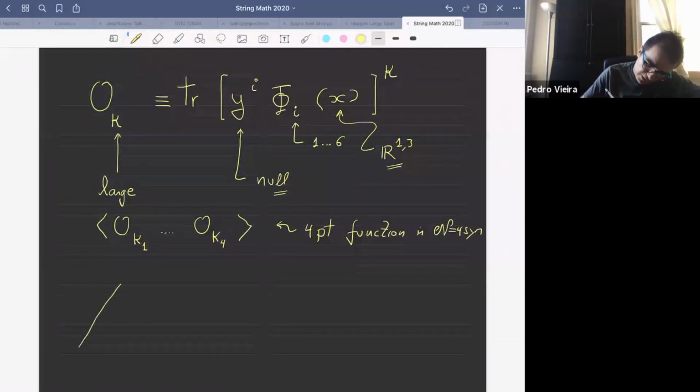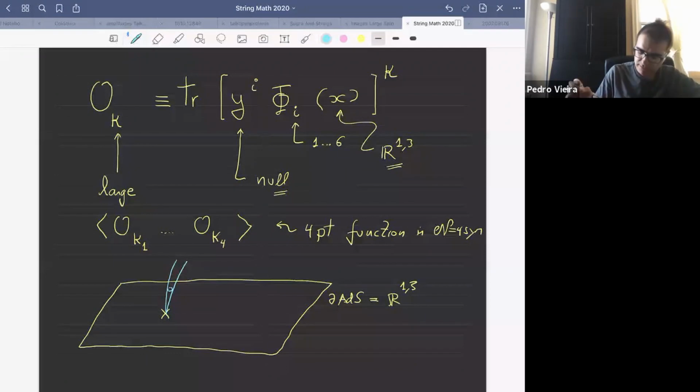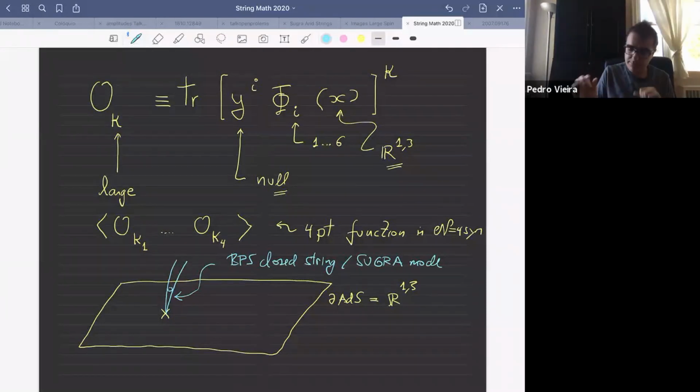Now, if we think from the point of view of AdS, if this is AdS, inserting one of these operators at the boundary of AdS, here, which is the flat space where we insert the operators, then these operators would insert some closed string here. So they correspond to inserting a closed string. So this operator would insert a BPS closed string, or we can think of it as some supergravity mode, especially depending on how big k is.